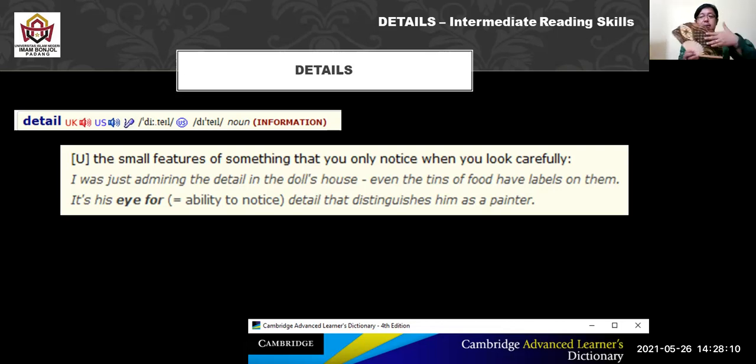So, the first one, this is batik. Yeah, batik. But if you pay close attention to this object, you will find that the color has pieces of gold in it, sparkling. So it's right over here. See, if you notice the color, there's sparkling in it, right? It's interesting to have this, and I'm using it like this. So, right, the small features of something that you only notice when you look carefully. Now, this is the detail. This is what I call it.